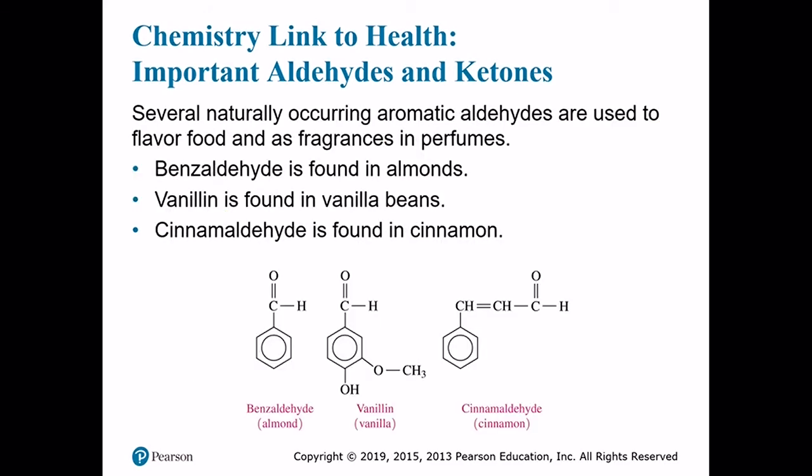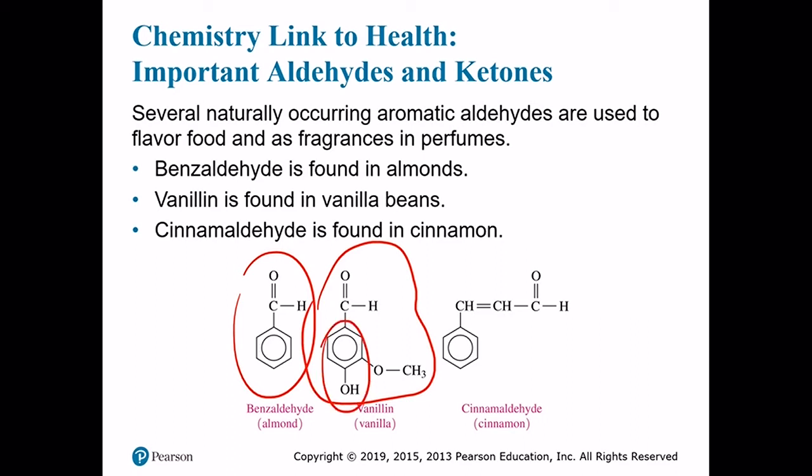Some naturally occurring aromatic aldehydes are used as flavoring agents in foods or fragrances and perfumes. For instance, benzaldehyde is found in almonds. This structure is vanillin, which we already saw as an example of a phenol, but it also has an aldehyde group attached to the benzene ring, so it's a benzaldehyde as well. It also has an oxygen bridge here, so it's really an ether too. It contains a few different functional groups. In this example, we have a derivative of cinnamon, cinnamaldehyde, which contains the aldehyde group attached through a double bond to the benzene ring.